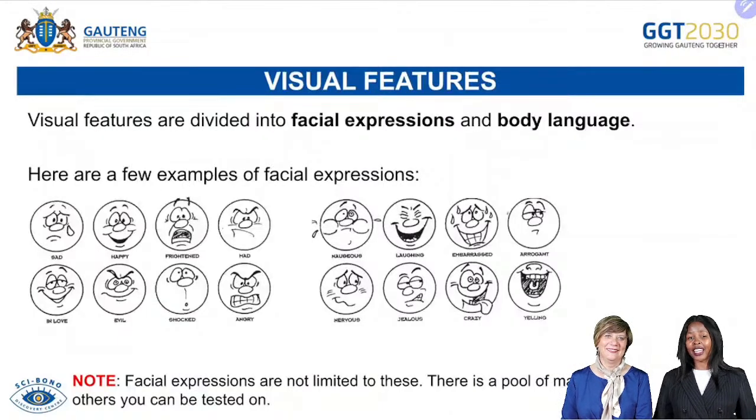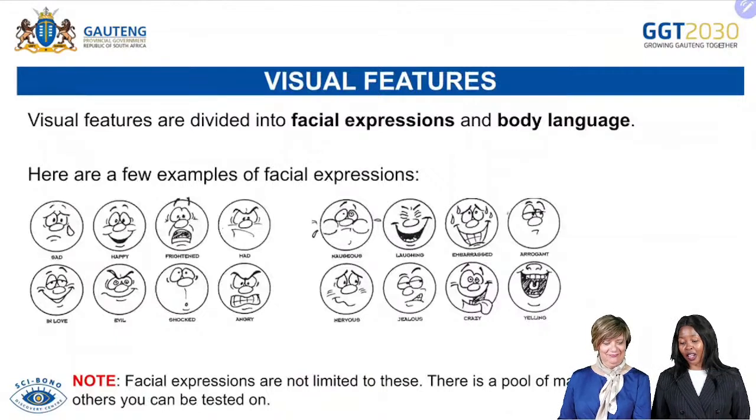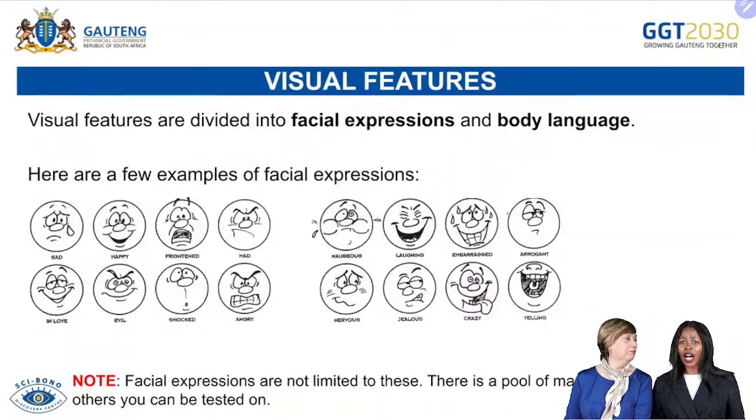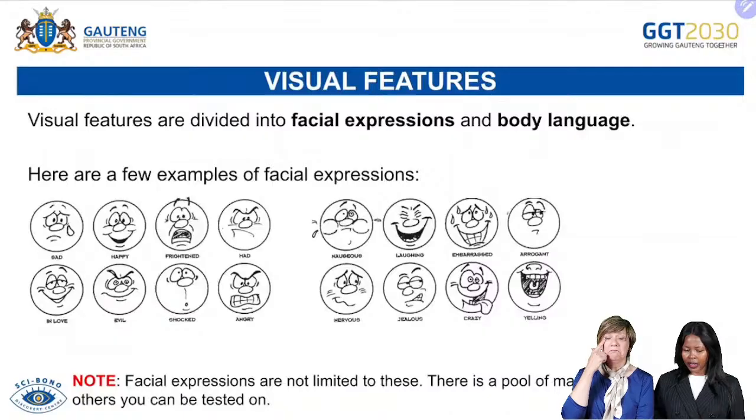But now we are going to be looking at the different visual features. Visual features are divided into two. We've got our facial expression as well as our body language. Here are a few examples of facial expressions that you can think of. One, we've got a sad face over there. And in an exam, they can ask you, how do you know this is sad? And then you should be able to describe the visual features that we can see. For example, the lips are curved downwards. We've got a tear on the face.